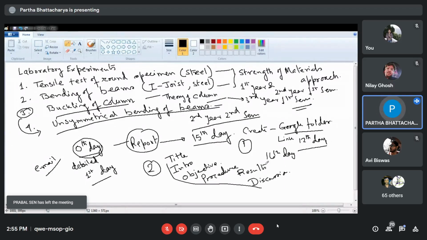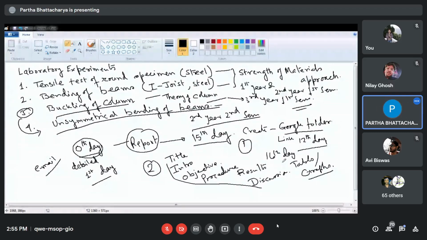And obviously in the results and discussion, necessary tables and graphs, whatever is required, should be shown. So this is how the report should look like.